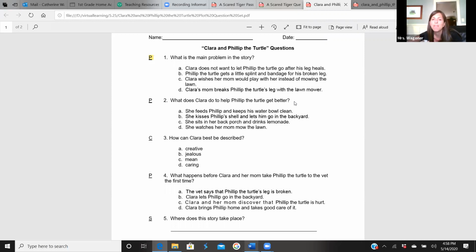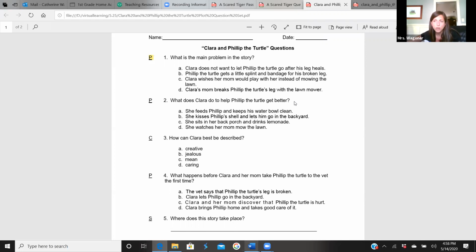So what happens before Clara and her mom take Philip the turtle to the vet the first time? A, the vet says that Philip the turtle's leg is broken. B, Clara lets Philip go in the backyard. C, Clara and her mom discover that Philip the turtle is hurt. D, Clara brings Philip home and takes good care of it.